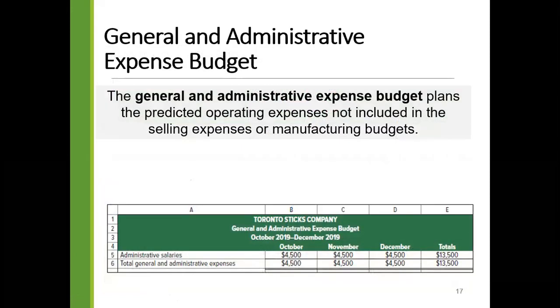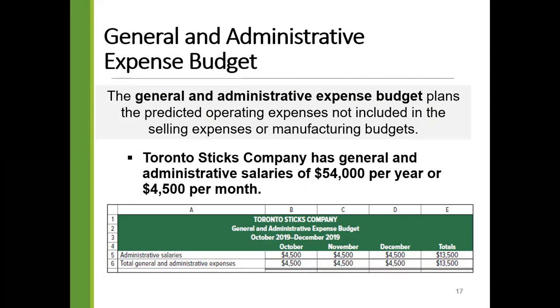General and administrative expense budget. This one is pretty basic. Generally speaking, we'd have several rows included in these general and administrative expenses, but they're just giving us one aggregate number for each month, and that's fine. So they're giving us the aggregate number for each month as well as the total for the quarter. Again, assuming this is a calendar year, this would be fourth quarter data, right?